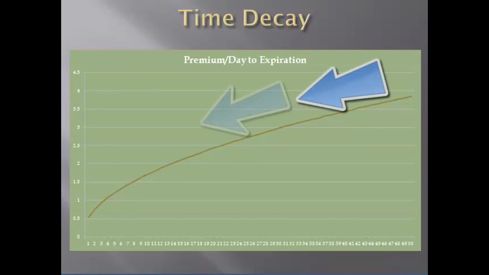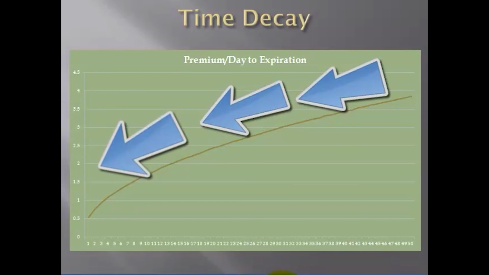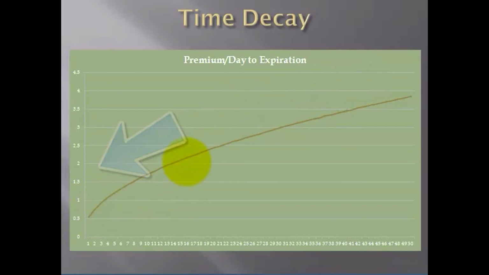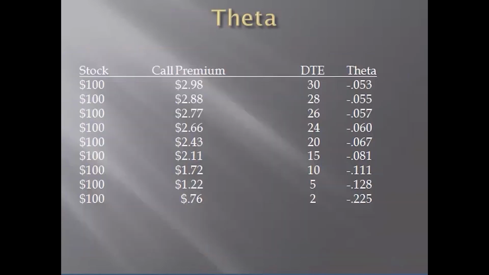So this is a chart of time decay. What I want you to notice here is that it really starts to fall off a cliff once we get inside 2 weeks to expiration. That's the big key here. Right in this area right here, it really starts to fall off a cliff. So as you get closer to expiration, that time decay accelerates.